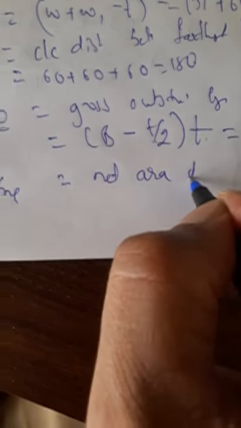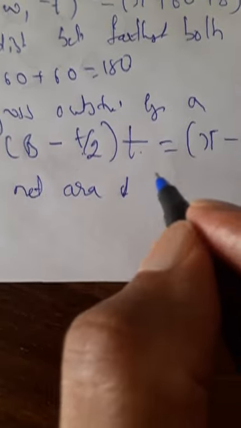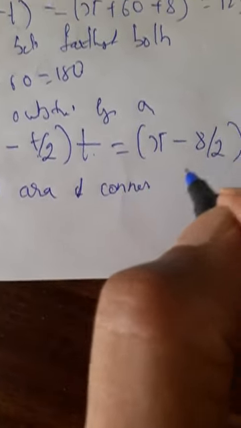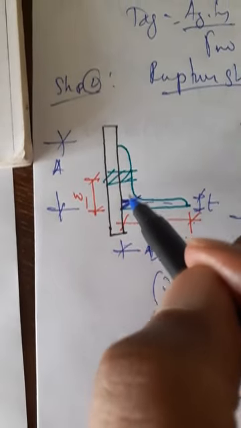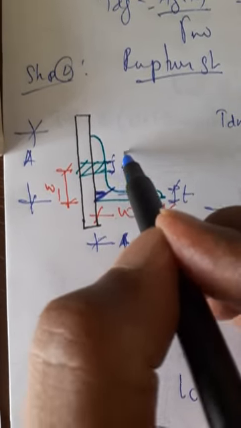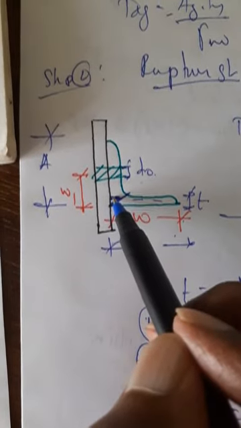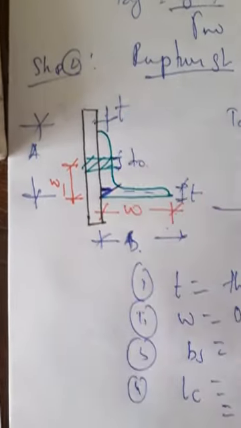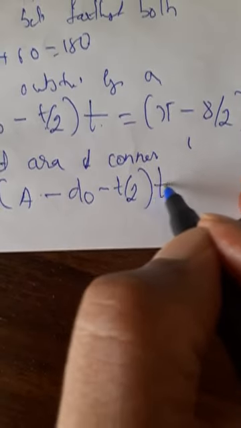Similarly, 7th, ANC, net area. Net area of ANC, N stands for net, C stands for connected leg. Net area of connected leg. So connected leg distance is A here. This area, net area of this. So I have to subtract this bolt dia, and that bolt dia is D naught. So A minus D naught minus T by 2 into thickness T.